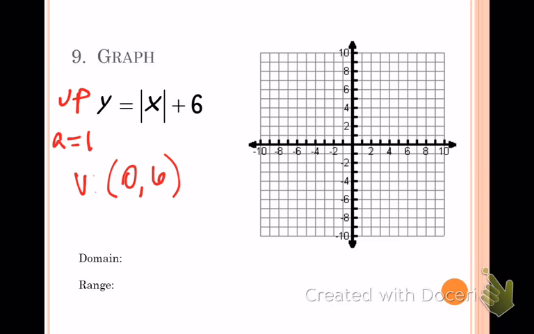So what do we start? We start with the vertex. So we go 0, 6, which is right here. Then we want to go up 1, right 1, up 1, right 1. Now, since we know this is going to be a V, we're going to sort of mirror this on the other side of the vertex. And that'll tell us how to draw our V. And it's there. Okay?